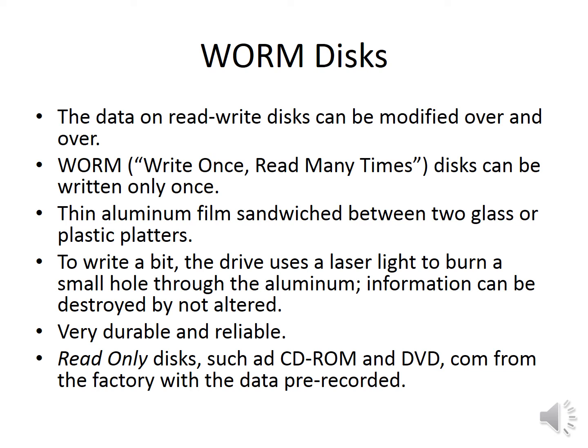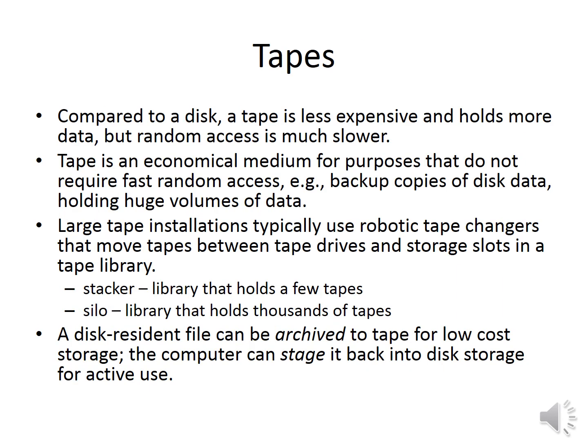The WORM disk uses an aluminum film sandwiched between two glass or plastic plates. To write a bit, the drive uses laser light to burn a small hole in the aluminum. Information can be destroyed but not altered. It is very durable and reliable. Read-only disks such as CD-ROM and DVD come from the factory with the data preloaded.